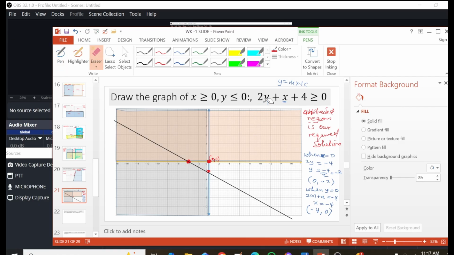Let me clean this part. So can you satisfy this inequality? So let's pick the point and test. So here we put 2 into 0 plus 0, that is plus 4, is greater than or equal to 0.